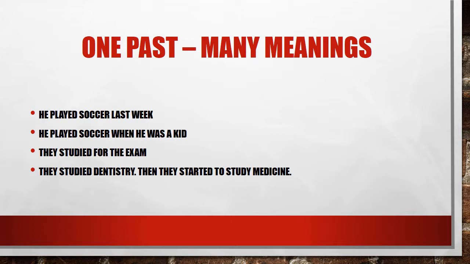So a verb like play, which in Spanish is jugar, only has one past form, that is played with ed. In Spanish, the verb jugar can be understood in different ways. Let's have a look at the sentences. We have first sentence, which is he played soccer last week, and that can be understood in Spanish like el jugó fútbol, right? Whereas the second sentence, which is he played soccer, again, is the exact same words, but that can be understood as el jugaba fútbol cuando era niño.